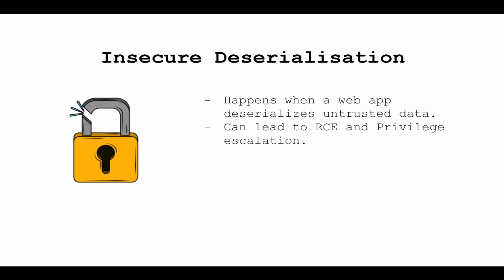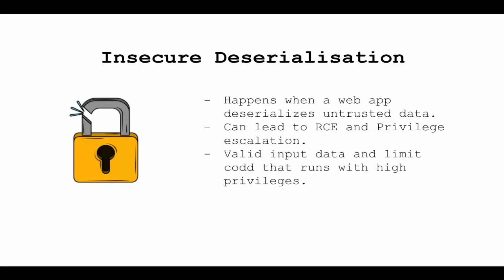This can allow an attacker to perform various types of attacks such as remote code execution, privilege escalation, and data theft. To prevent insecure deserialization attacks, it is important to validate all inputs. Additionally, limit the amount of code that runs with high privileges and ensure that all sensitive data is encrypted.